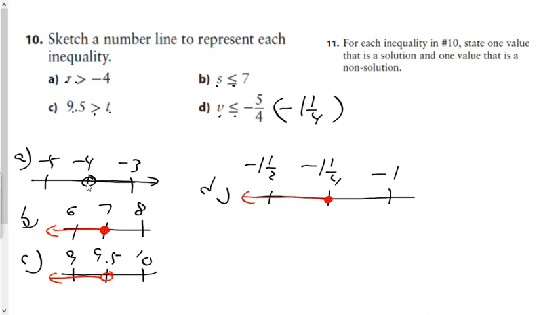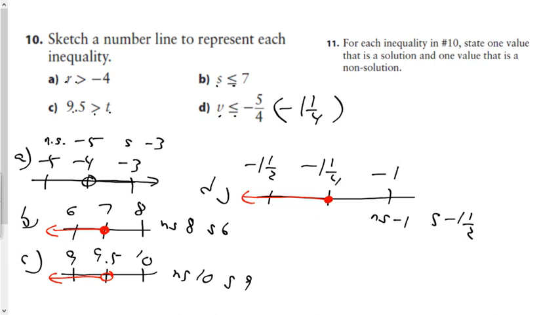Question 11 says, for number 10, state one value that is a non-solution. So for the first one, -5 is a non-solution, and for a solution, -3 is. For here, a non-solution would be 8, and a solution would be 6. A non-solution, or a number that does not exist in the set of valid numbers, is 10, and the solution is 9. And over here, a non-solution would be -1, and a solution would be -1.5.